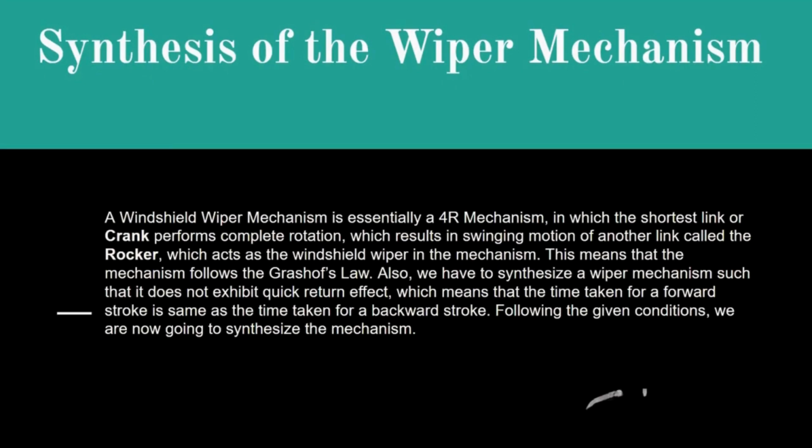The rocker is the wiper in this mechanism, which means that from this we can conclude that the mechanism follows the Grashof criteria. Also, we have to synthesize a wiper mechanism so that it does not exhibit quick return effect, as given in the problem statement, which means that the time taken for the forward stroke of the wiper is the same as the time taken for the backward stroke. So we follow these given conditions and now synthesize a wiper mechanism.